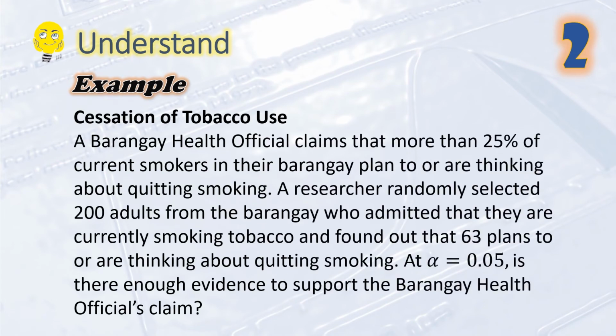Let us have example number 2. A barangay health official claims that more than 25% of current smokers in their barangay plan to or are thinking about quitting smoking. A researcher randomly selected 200 adults from the barangay who admitted that they are currently smoking tobacco and found out that 63 plan to or are thinking about quitting smoking. At alpha equal to 0.05, is there enough evidence to support the barangay health official's claim?